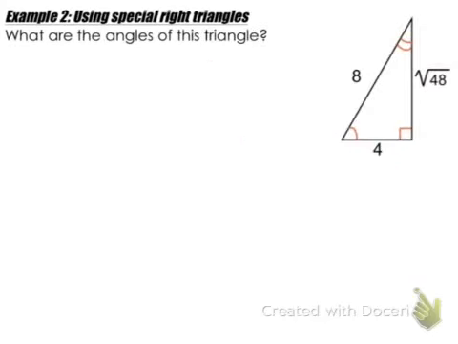Alright, example 2 is a little trickier. It says, what are the angles of this triangle? If you look at the diagram, we notice that we have our right angle. We have an angle mark here and 2 angle marks here that indicate that these are different angles.